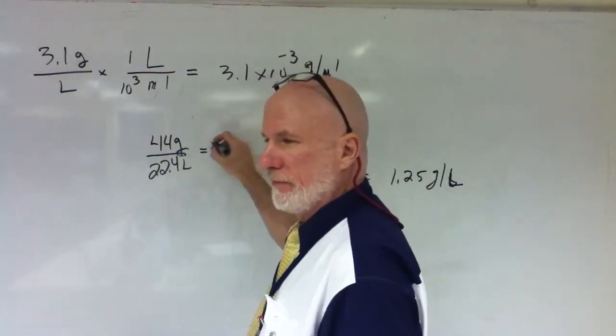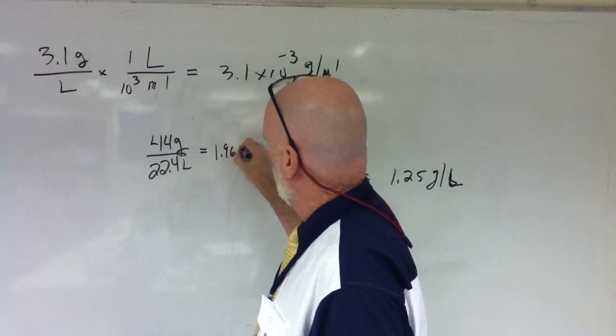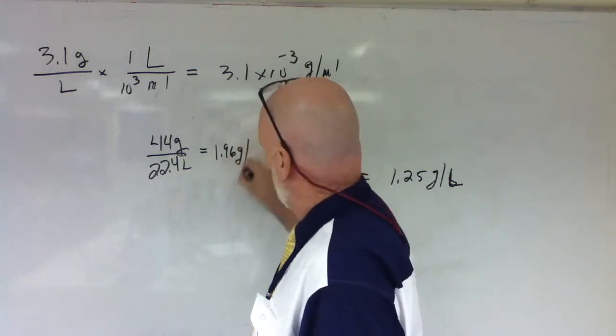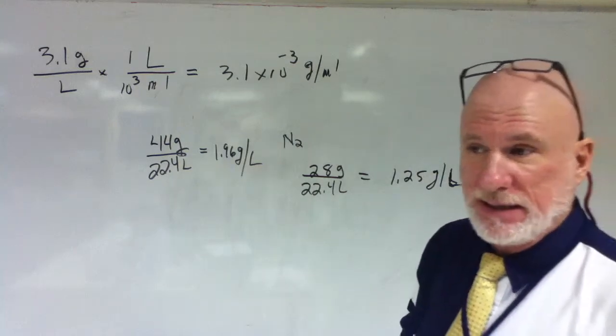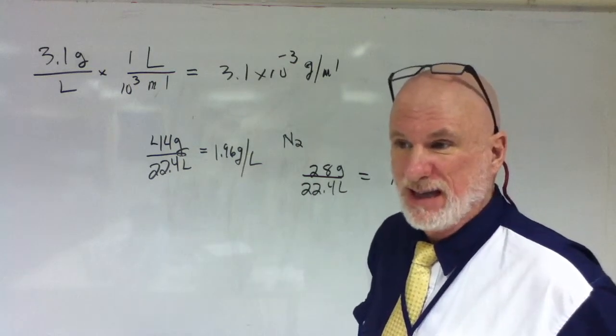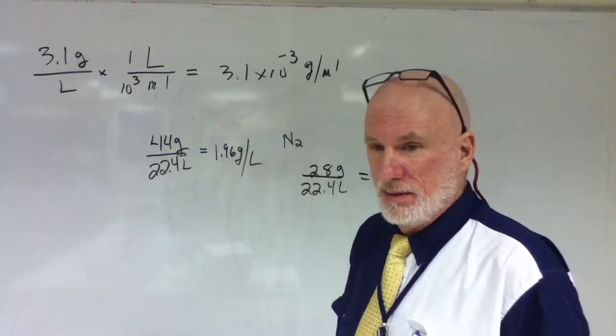What is it? 1.96 grams per liter. So you see that the carbon dioxide is actually significantly denser, isn't it? I think that's significant, don't you?